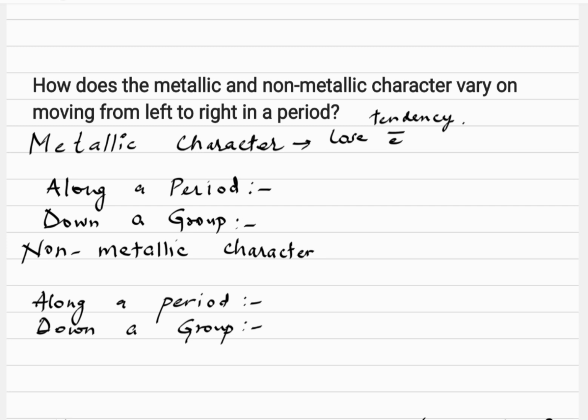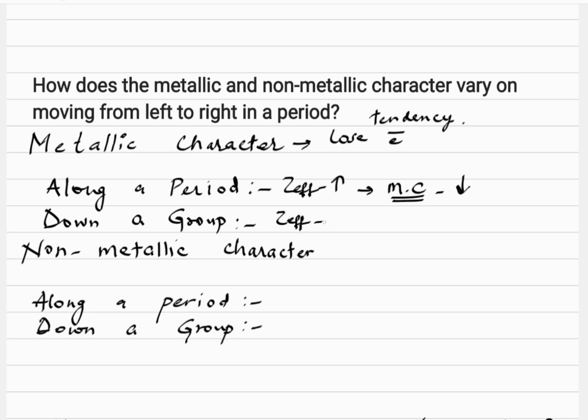So, along the period, Z effective increases. If Z effective increases, the element would not be willing to lose electrons because electrons would be tightly held. So along the period, metallic character decreases, and that is also proven by the fact that in the periodic table onto the right we have only non-metals, right? Because metallic character decreases along the period.